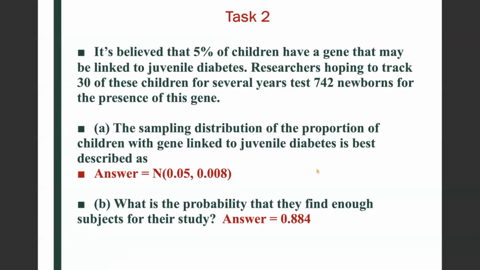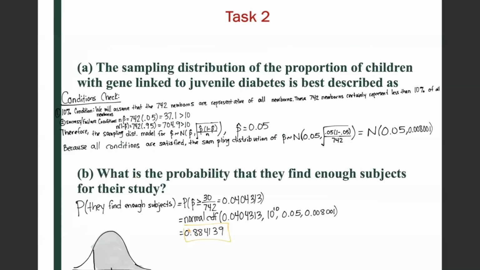All right, so task 2. It's believed that 5% of children have a gene that may be linked to juvenile diabetes. Researchers, hoping to track 30 of these children for several years, test 742 newborns for the presence of this gene. A, the sampling distribution of the proportion of children with the gene linked to juvenile diabetes is best described as, so we have to find that sampling distribution. And B is, what is the probability that they find enough subjects for their study? So part A is to find that sampling distribution.